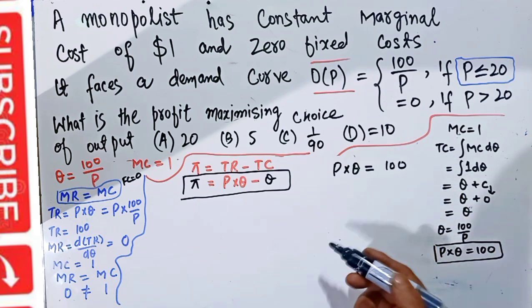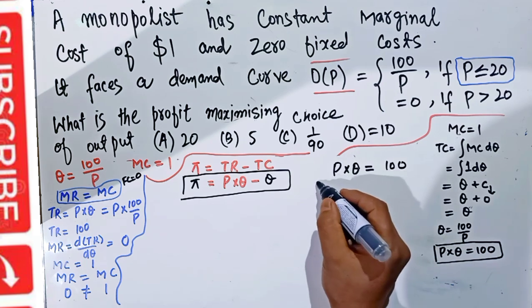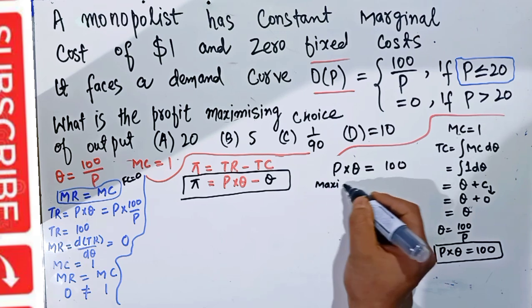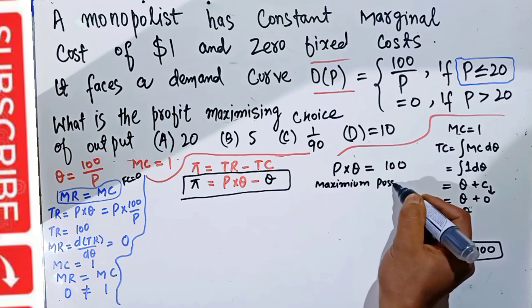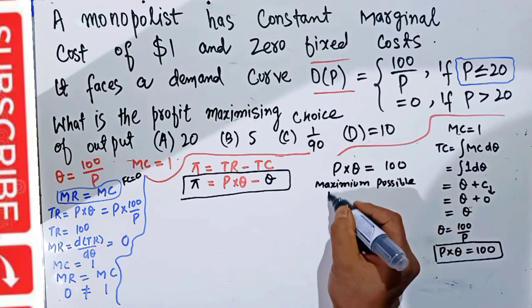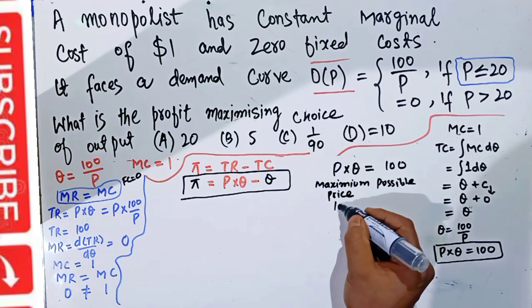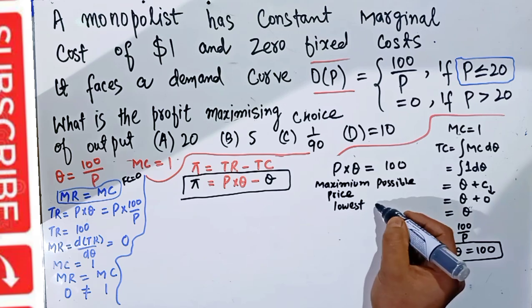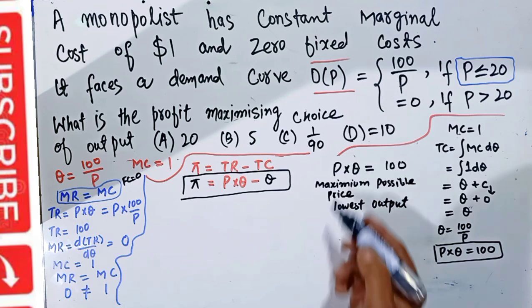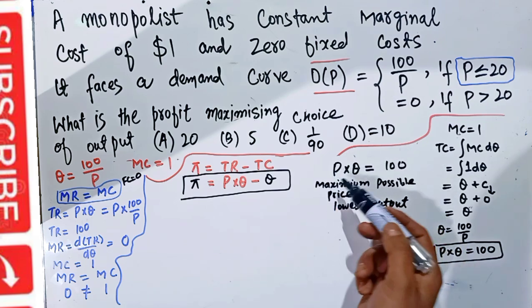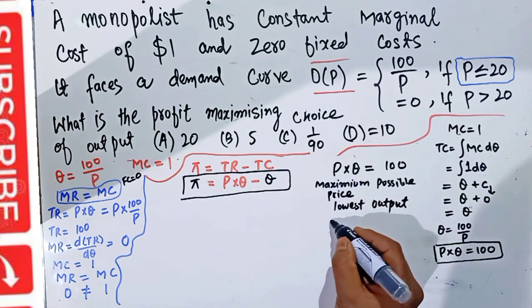For this monopoly to maximize profit, what will the monopolist do? He will charge the maximum possible price and will produce correspondingly the lowest output. Because what is the maximum price he is allowed to charge? That is P less than or equal to 20. So in place of P we will have 20.